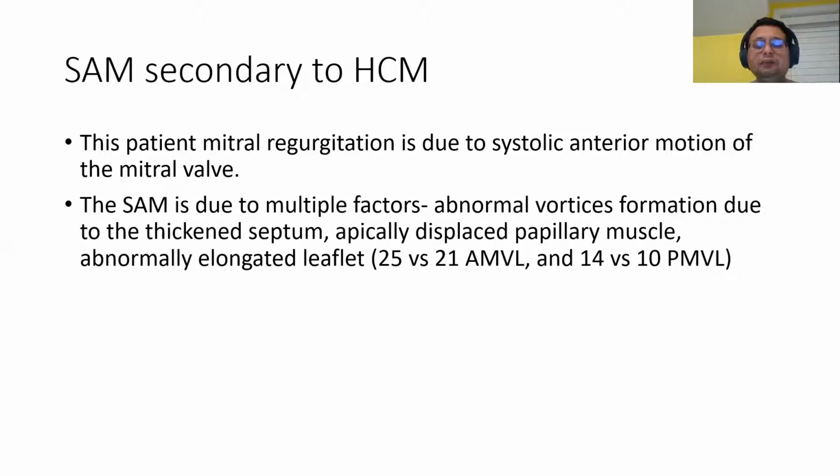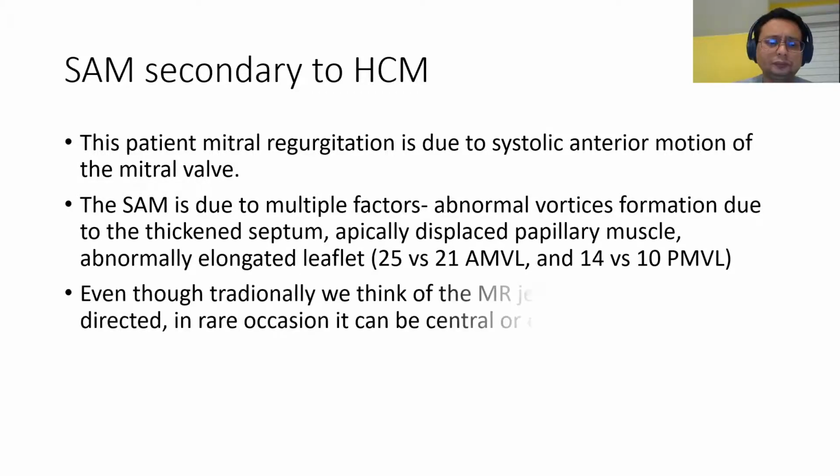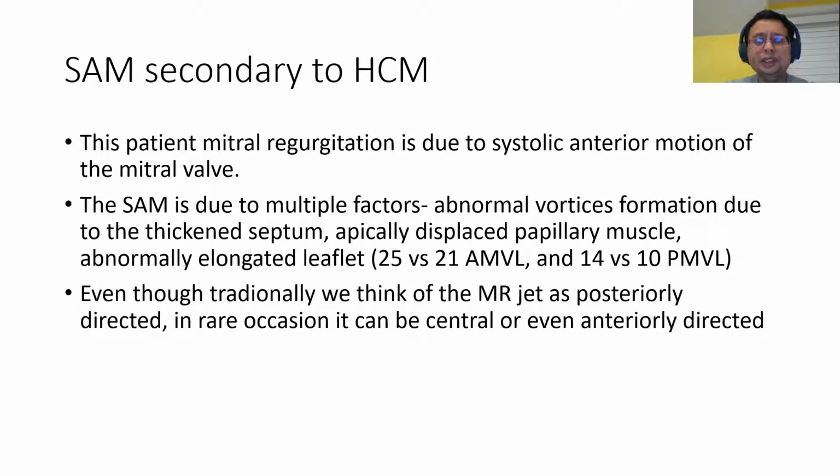The SAM is due to multiple factors: abnormal vortices formation due to the thickened septum, and also apically displaced papillary muscle. You should also know that patients with hypertrophic cardiomyopathy have abnormally elongated mitral valve leaflets. On average, their anterior mitral valve leaflet length is 25 millimeter compared to 21 millimeter normal, and their posterior mitral valve leaflet is 14 millimeter compared to 10 millimeter normal. Even though traditionally in SAM we think of the MR jet as posteriorly directed, on rare occasions it still can be central or even anteriorly directed.